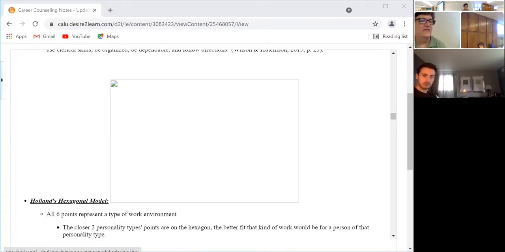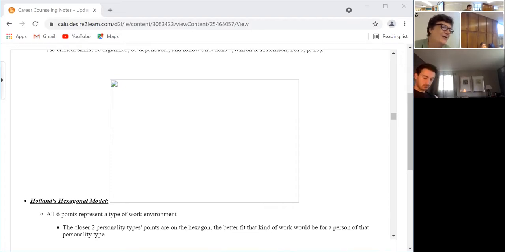Okay, so this is his hexagonal model, all right? Now, you can see the letters. These are the letters you're going to memorize for each career. R-I-A-S-E-C. So R stands for realistic. I, investigative. You see how that works. A, artistic, all right? But he put the letters here and he put the whole word out here for the kind of personality type. All right, so what happens if I click on it? Oh, good.